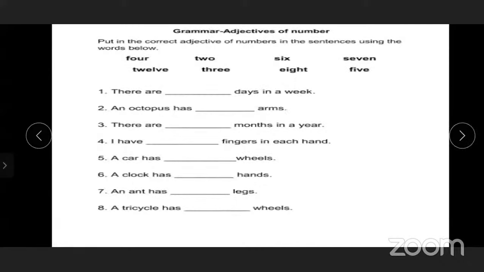There are seven days in a week. Seven days in a week. There are seven days in a week.